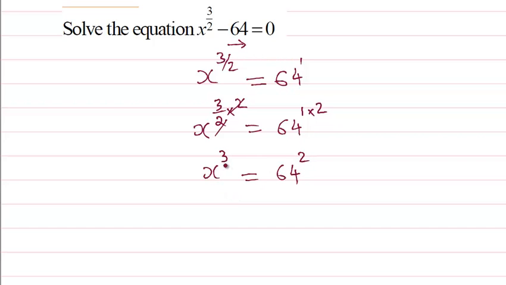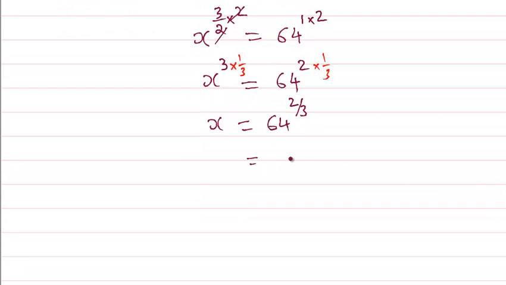Then to get rid of this 3, we're going to multiply the powers by 1/3. And we do the same thing here. Now, the left hand side is just x to the power 1. Right hand side we have 64 to the power 2/3. Now we know 2/3 means take the cube root first, then you square it. So the cube root of 64 is 4, then you square it. So therefore x is equal to 16.